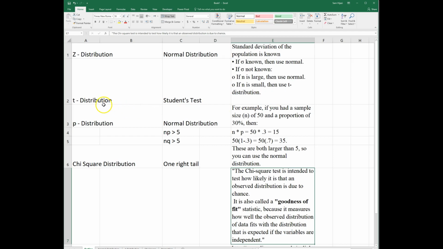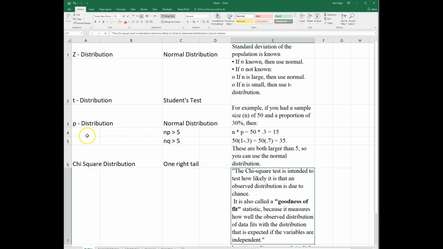The t distribution, which is the student's test, if sigma is known, I'm reminding you here again, then we would use the normal distribution. What is sigma? It is the standard deviation for the population. If sigma is not known, then we're going to look at this one here. If the n is large, then we still use the normal distribution. However, if n is small, then we're going to use the t distribution. It will become clear from the nature of the problem when we understand what it's really giving and how we should be able to solve it.